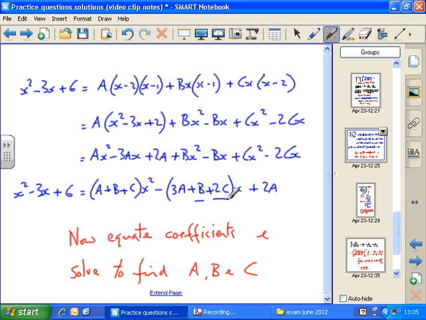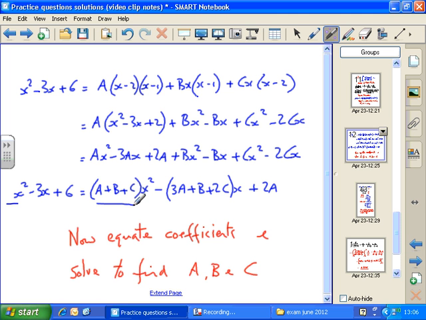Just satisfy yourself that works. If I expand out this bracket here, I'll get minus 3a minus b minus 2c, which is what I want. So if I've got a minus outside the bracket here, they all become plus inside, and then finally plus 2a at the end. So algebraically, just be careful of that little step here. Now, once you've got to here, we can equate coefficients and solve to find the numbers a, b, and c. So I can equate the coefficients of x squared on the left-hand side with the right-hand side, and so on.